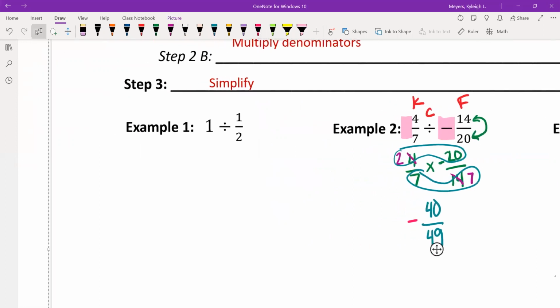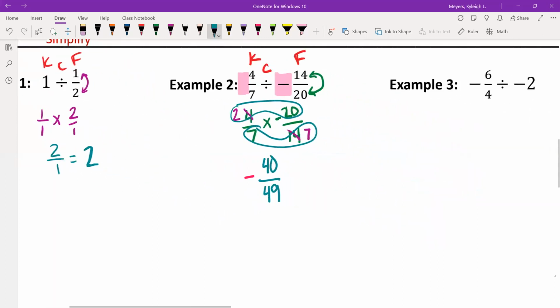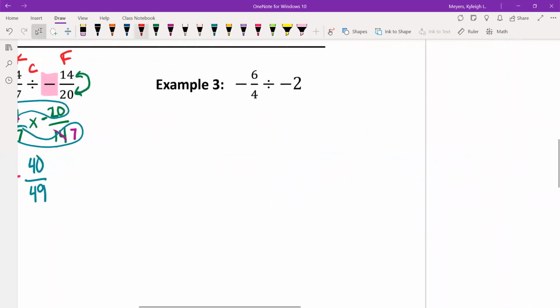Which you're experts in. So let's go back to example 1. Looking at this, we first have to make this 1 into 1/1, right? So we keep, change, flip. Change the multiplication, flip to 2/1. Do we have any cross products? No. 1 times 2 is 2. 1 times 1 is 1. And 2/1, we know, simplifies to 2. Okay, so keep, change, flip. Go into example 3.